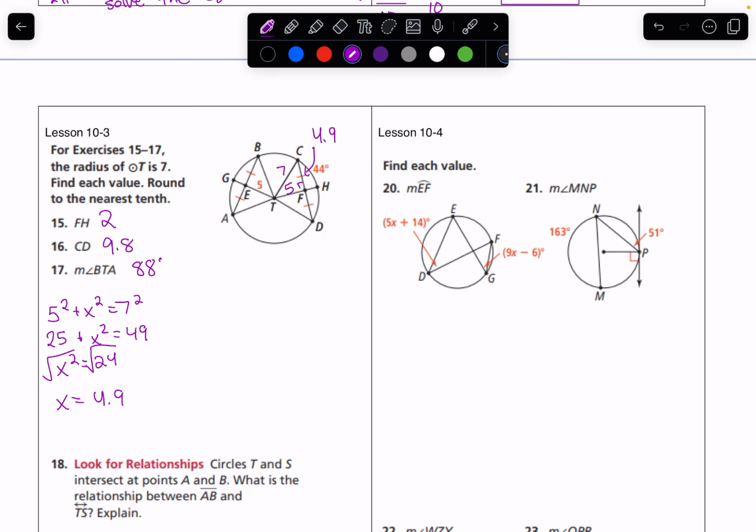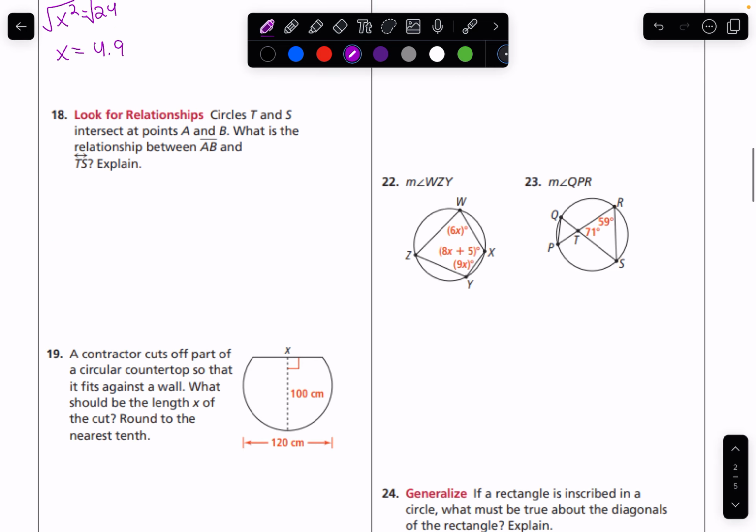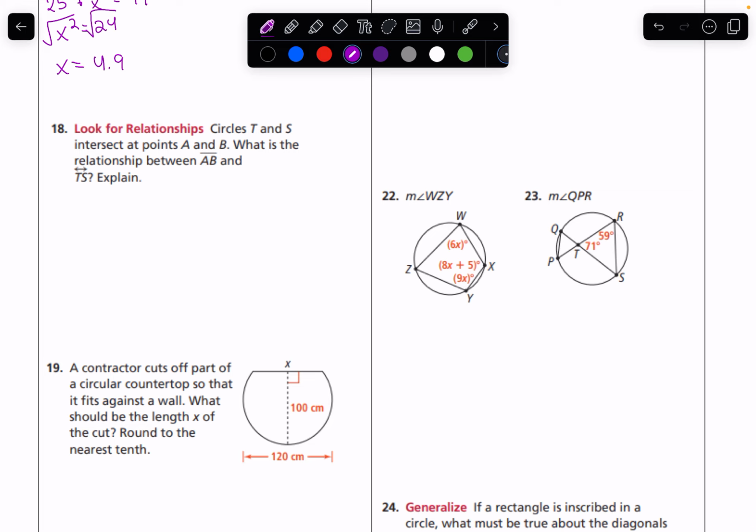Number 18, circles T and S intersect at points A and B. What is the relationship between segment AB and the, what will we call it?